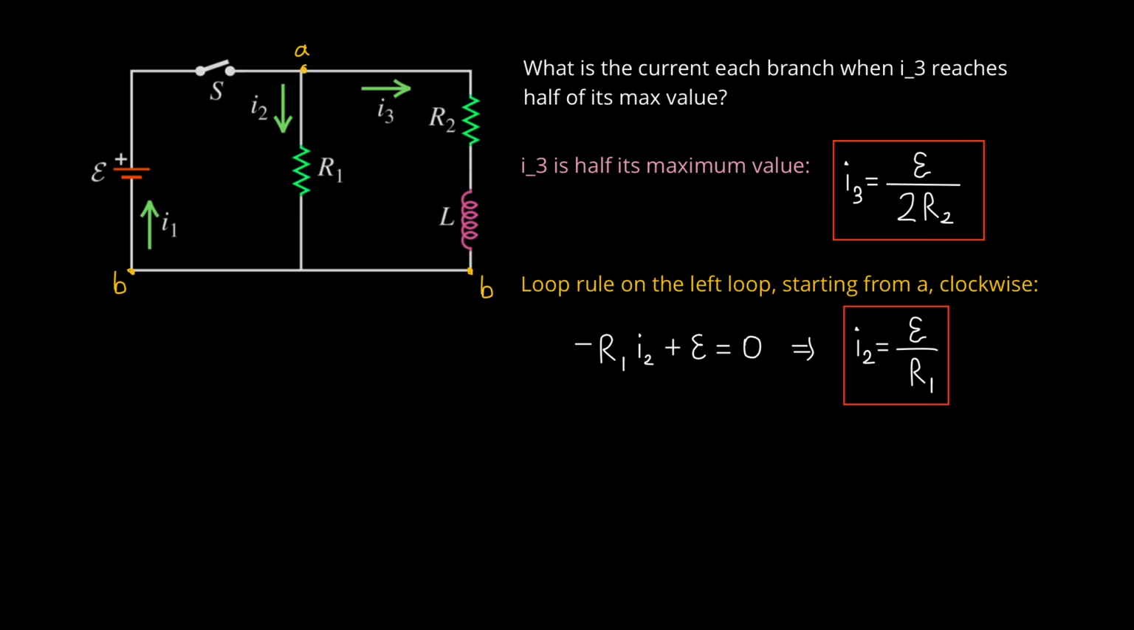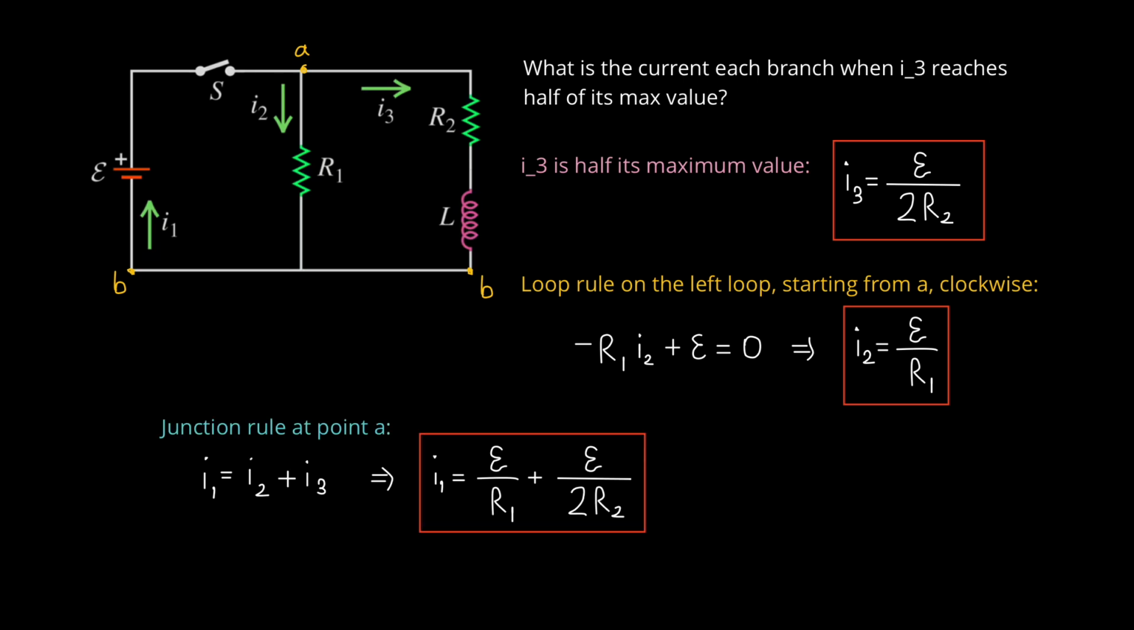So now let's apply the junction rule again at point A to calculate I1. Here we have the junction rule applied at point A. I1 equals I2 plus I3. Substituting the values from above, we get I1 equals EMF divided by R1 plus EMF divided by 2 times R2.